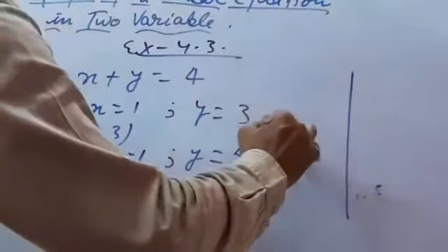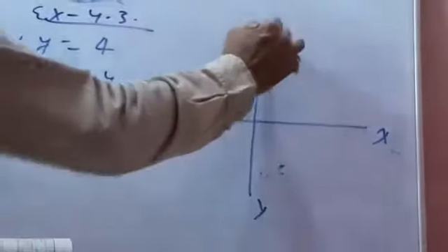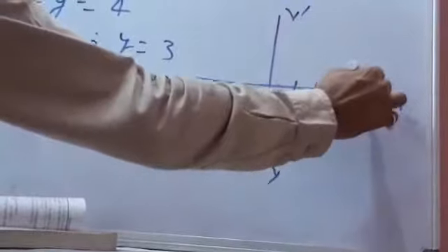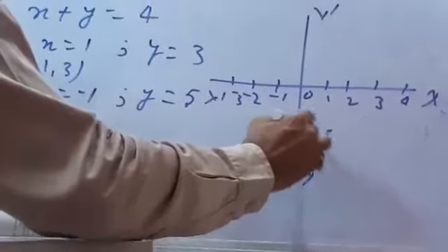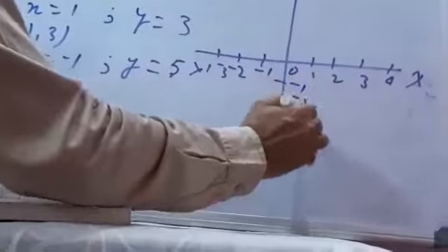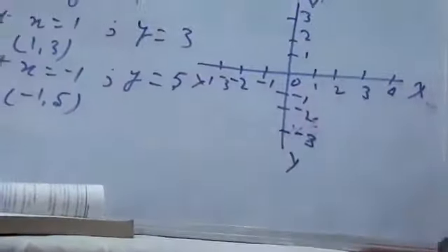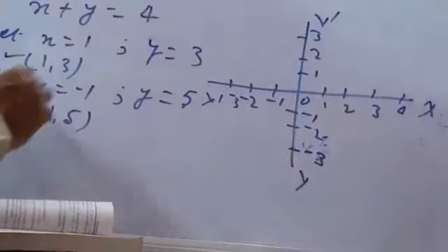So for this, what we need to do, just make the graph: x-axis, y-axis, origin, 1, 2, 3, 4, minus 1, minus 2, minus 3. Here minus 1, minus 2, minus 3, and so on. Here 1, 2, 3. What we need to do now? We need to locate this and this solution in the graph.